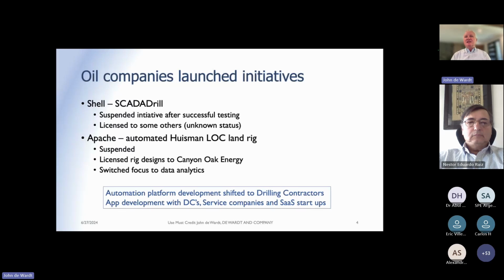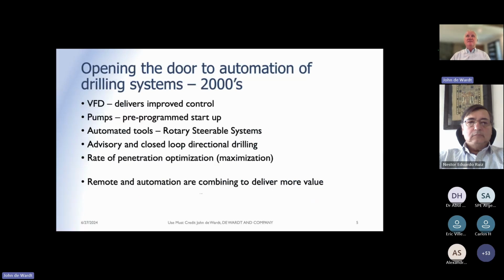And then app development is occurring with drilling contractors, service companies, and now software as a service startups. So that gives us the kind of framework as to where we are today. So what opened the door in the 2000s to advancing drilling systems automation? Basically variable frequency drives, which delivered improved control. And with improved control, we got joystick control on rigs. Pumps were being pre-programmed for startup. I don't think a lot of people realize this, but they were programmed in the rig up yard, and that programming could be changed in terms of the ramp up of the mud pump.